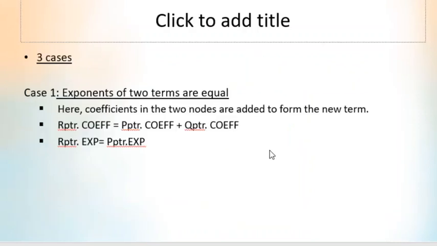So let us explain how this is done. So there are three cases. Exponents of the two nodes or two terms are equal. In that case, we can simply add the coefficients and add it to the resultant linked list. You can simply copy the exponent. So this is how the nodes are created when the exponents are equal.